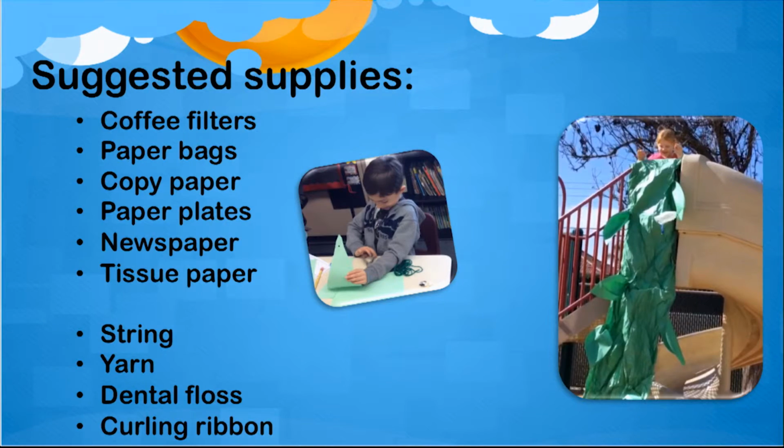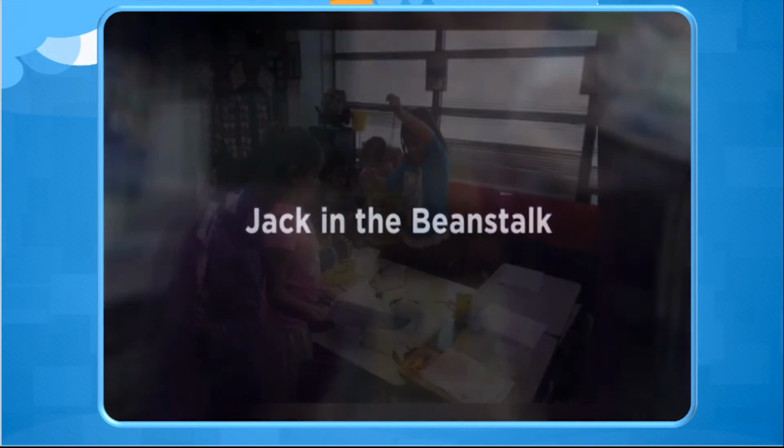These are the supplies that we used. We used coffee filters, paper bags. You can use anything. String, yarn, dental floss, curling ribbon we added in at the end because the kids saw it in my tub and they asked if they could use it, and I said sure. And here's a sneak peek of how it went.